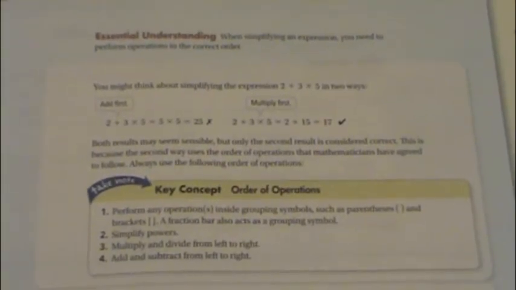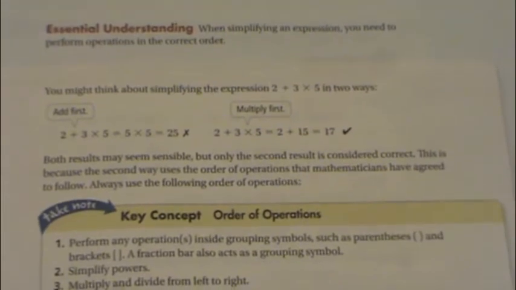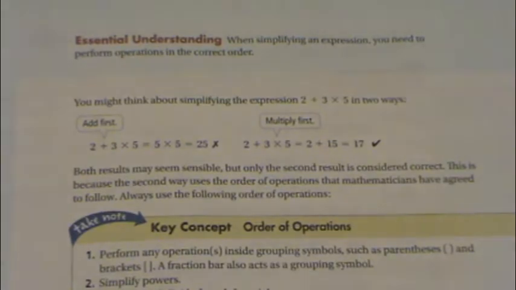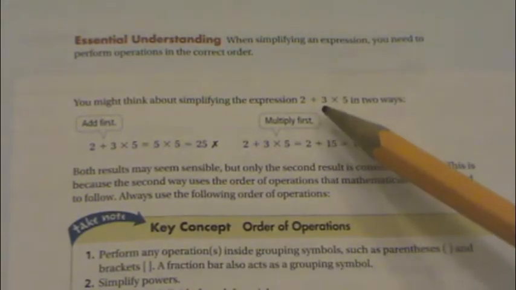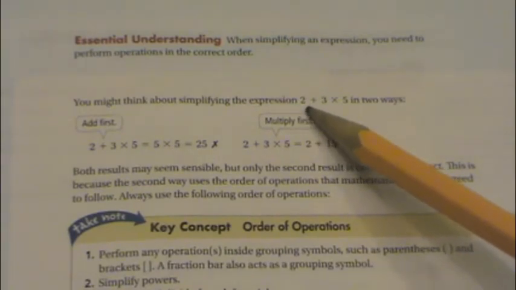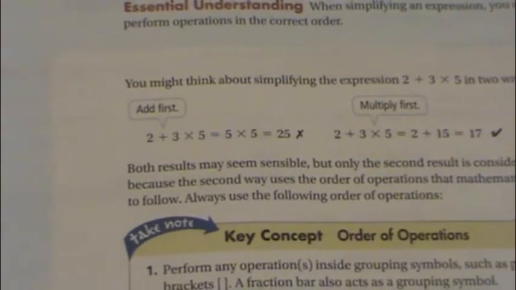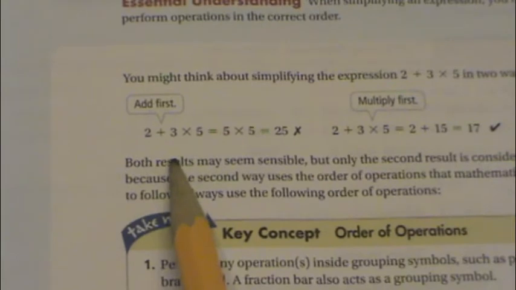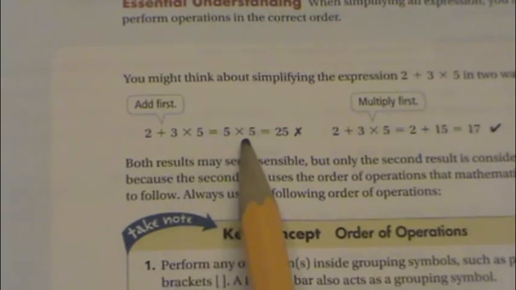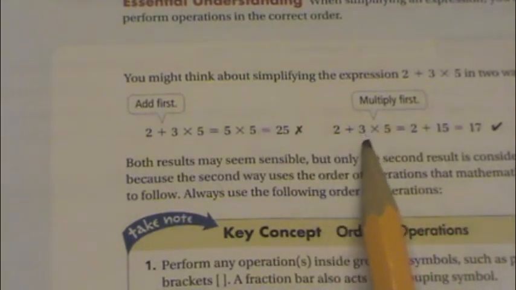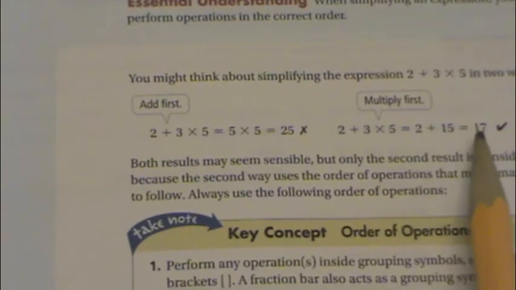So take a look at page 11. At the top of the page, it should look kind of like that. When simplifying an expression, you need to perform operations in the correct order. Otherwise, you will get the wrong answer. To give you an example right here, you might think about simplifying 2 plus 3 times 5 in 2 ways. If you add first, 2 plus 3, which gives you 5, times 5, which gives you 25, that's one answer. Or you multiply first: 2 plus 3 times 5, which is equal to 2 plus 15, which is equal to 17.